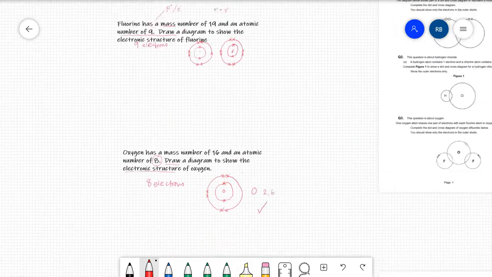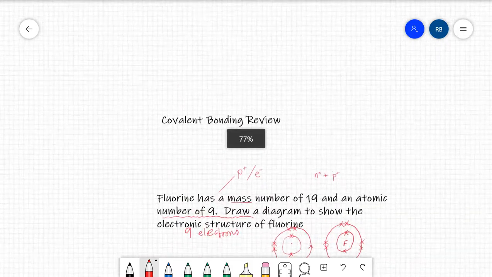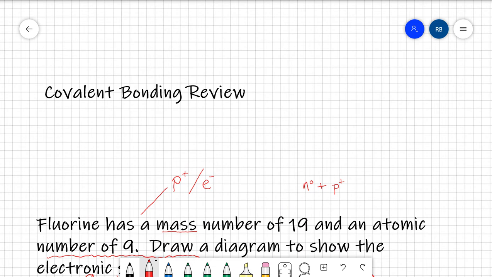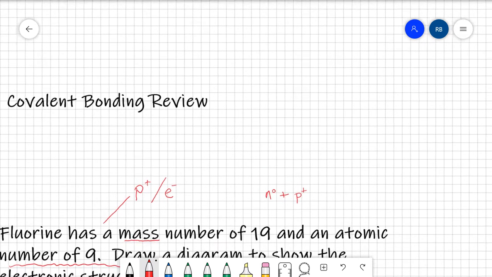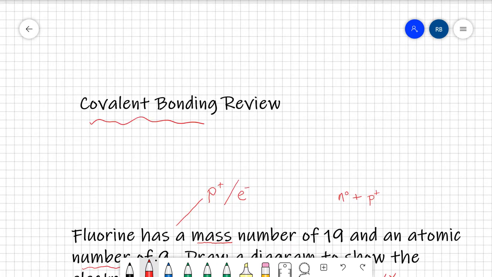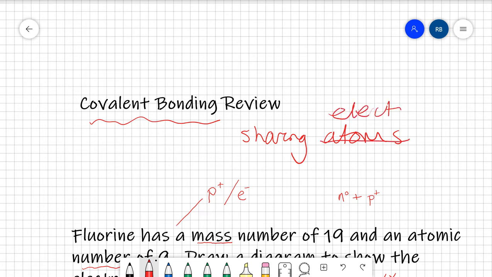Okay, so today was a chance for review of covalent bonding. We've started the process. We're looking at electrons, and that's really important for covalent bonding, because covalent bonding means sharing electrons between atoms. And I'm going to take you through some past paper questions, and you can draw the diagrams in your book or on your piece of paper.